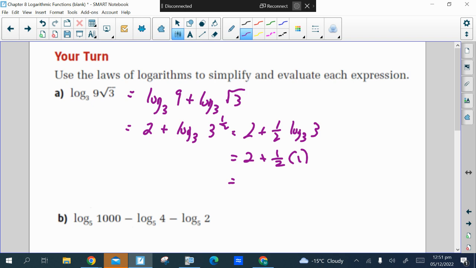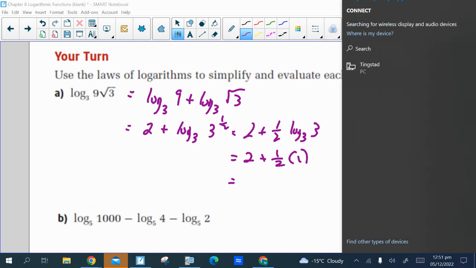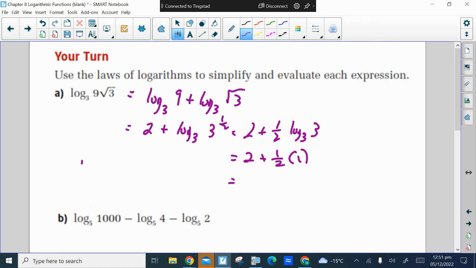Okay, so we can write that as 2.5 or 5 halves.